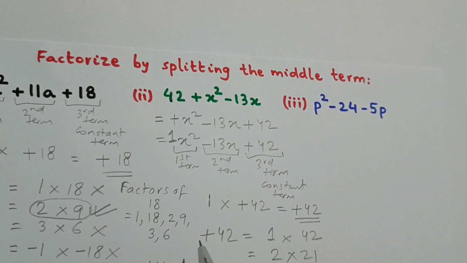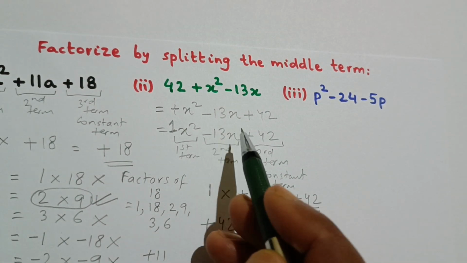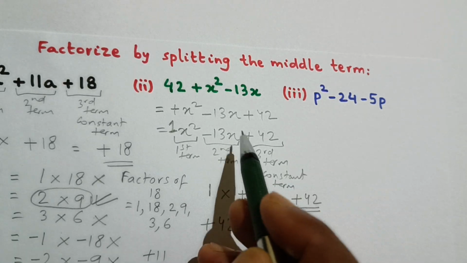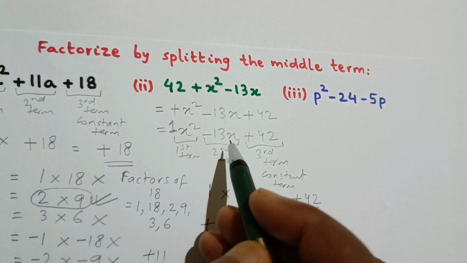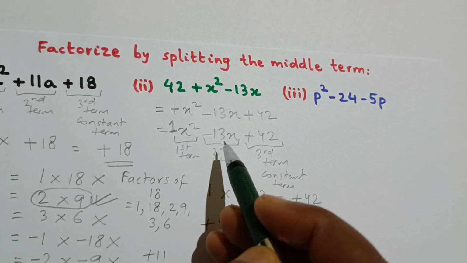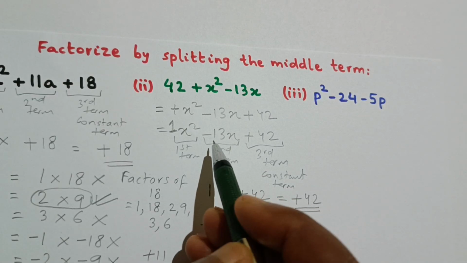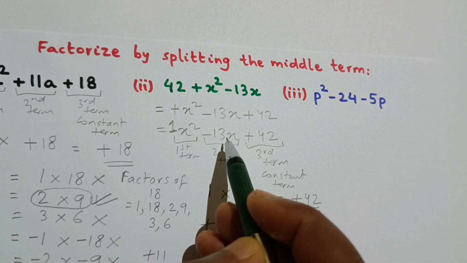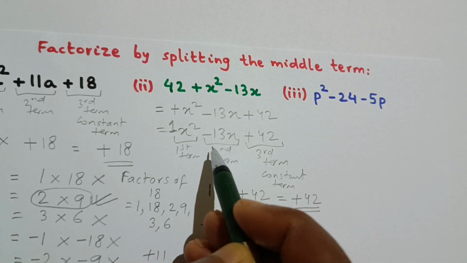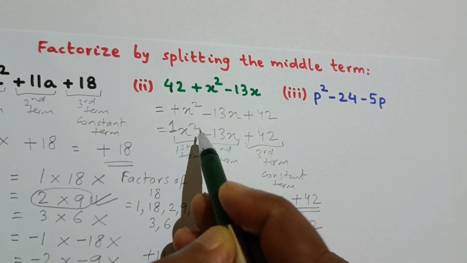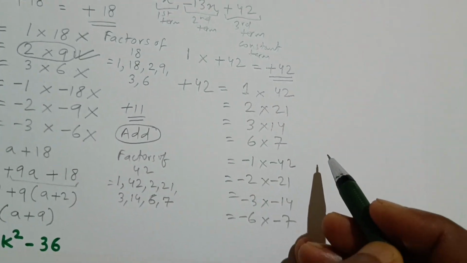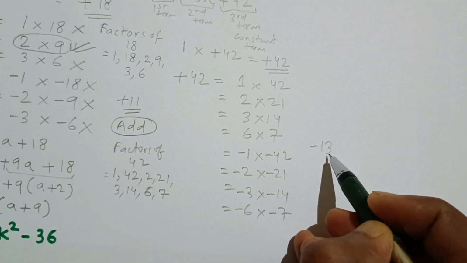Now, till now we were ignoring the middle term, or the second term. So now let us focus on the middle term. The second term is minus 13x. So here the coefficient of x is minus 13. I will write it over here, minus 13.